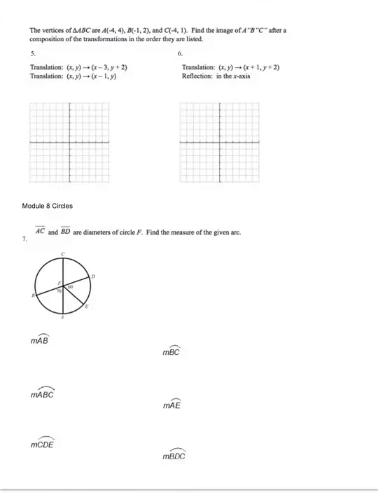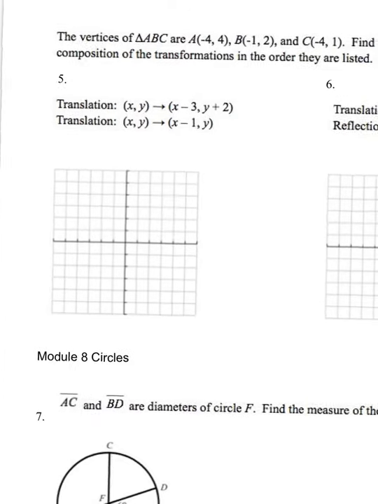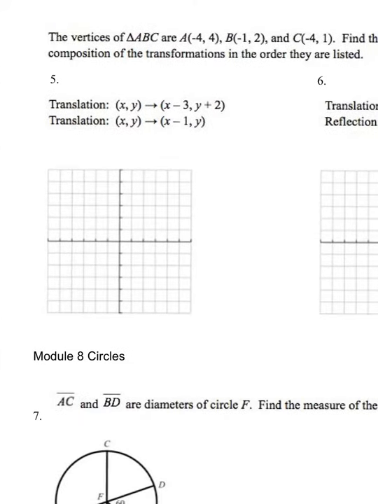All right, for this one, basically all you have to do is you're finding the position after you've done 2 different transformations to a figure. So let's just first focus on the original figure. So the original figure is right here. Let's use those coordinates.